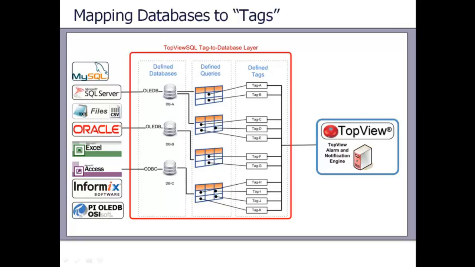The TopView SQL tag to database layer is a transparent layer configured by the user that names the databases, queries, and the mappings of tags to query results. Once the tags are defined, TopView SQL can use these tags to perform the monitoring, alarm, and notification functions supported by TopView.